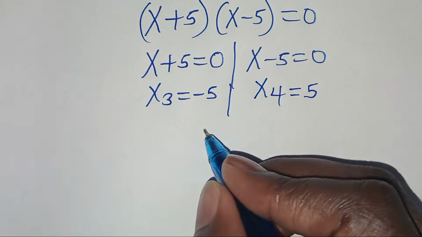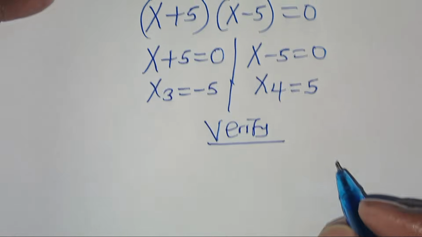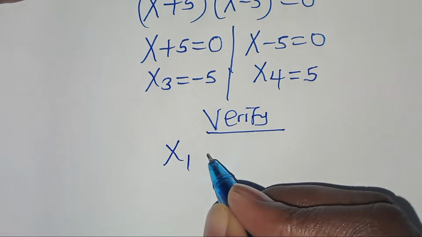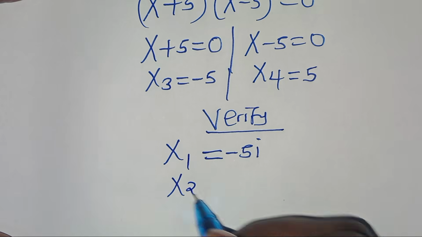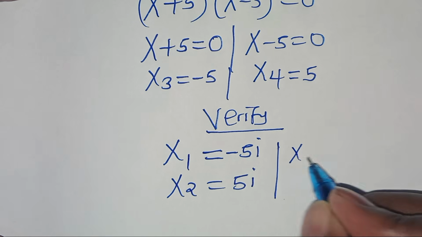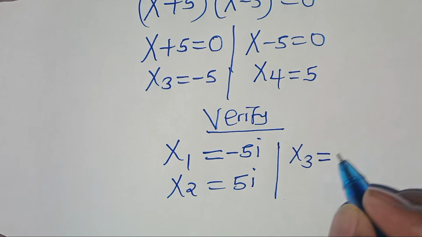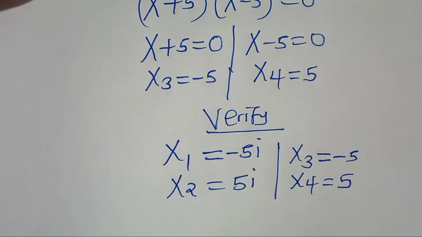Now let's verify that these four solutions here satisfy the equation. We have x1 is equal to negative 5i, x2 is equal to 5i, x3 is equal to negative 5, and x4 is equal to 5.